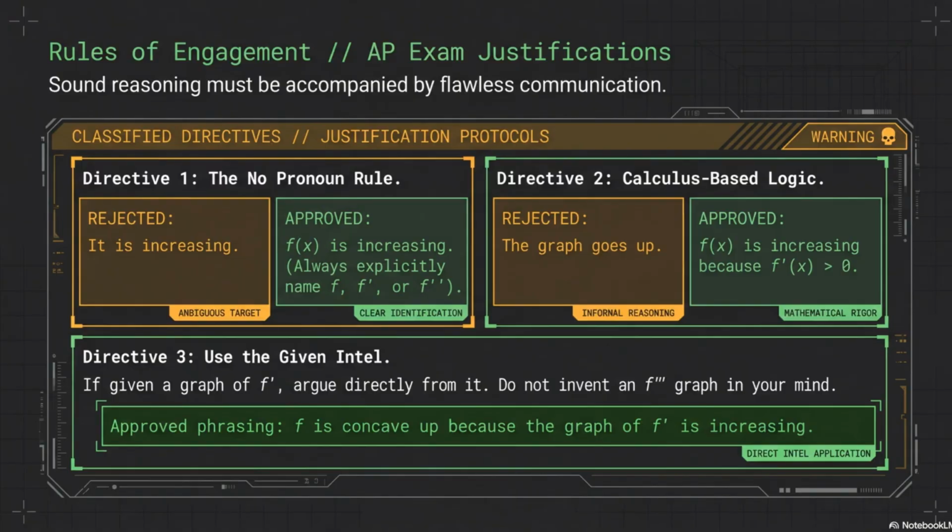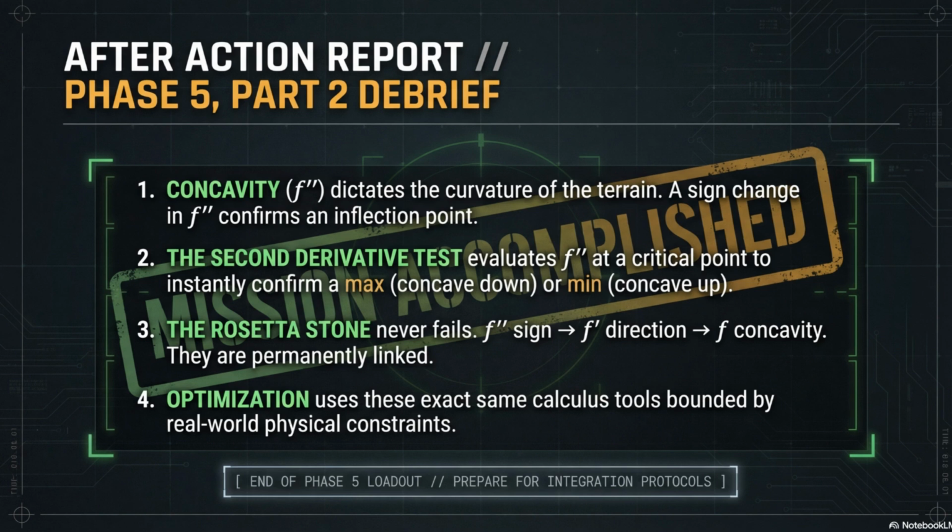Review these rules of engagement for AP exam justifications. Sound reasoning must be accompanied by flawless communication. Directive 1. The no pronoun rule. Reject ambiguous targets like "It is increasing," and clearly identify f, f prime or f double prime by name. Directive 2. Calculus-based logic. Do not use informal reasoning like "the graph goes up." Explicitly state f prime of x is greater than 0. Directive 3. Use the given intel. If given a graph of f prime of x, argue directly from it rather than inventing an f double prime graph in your mind.